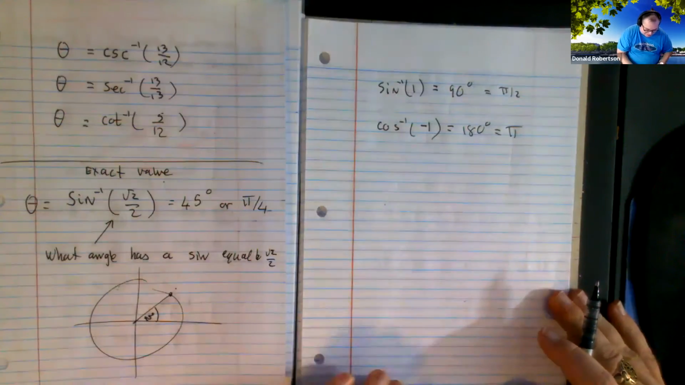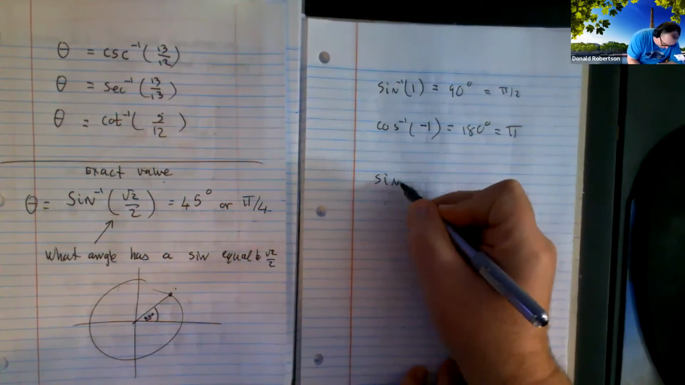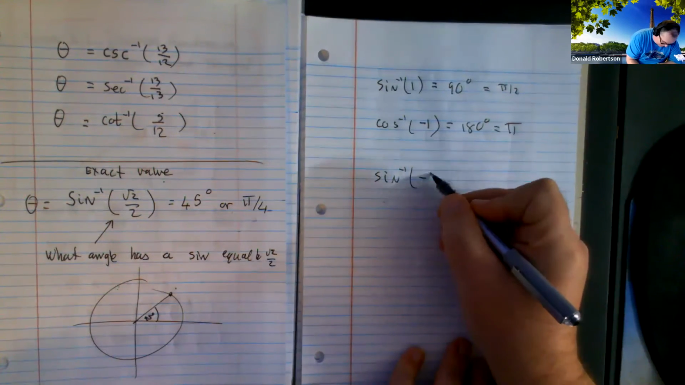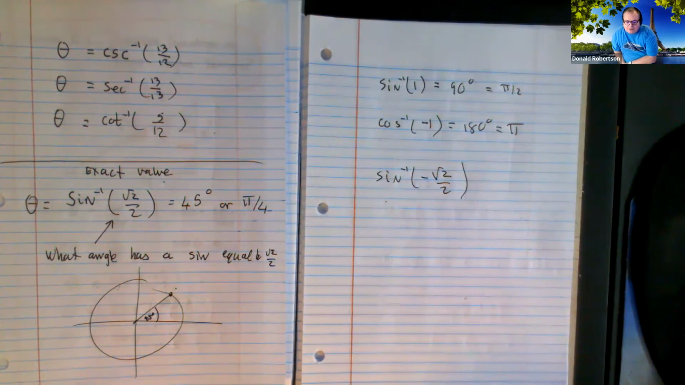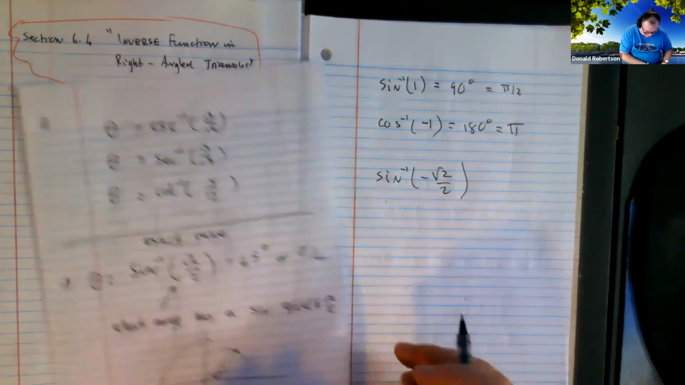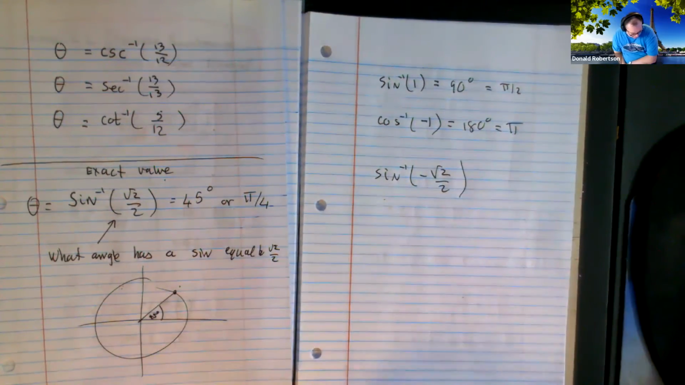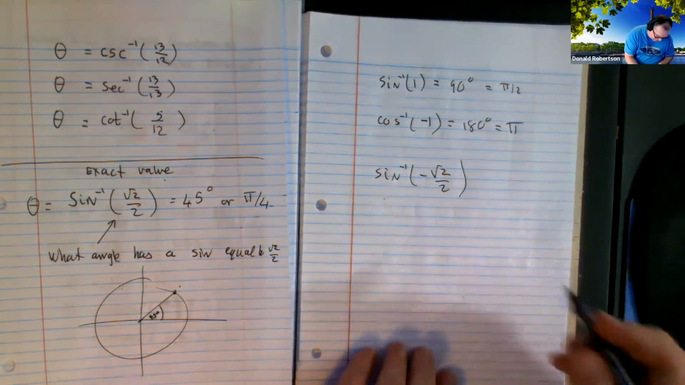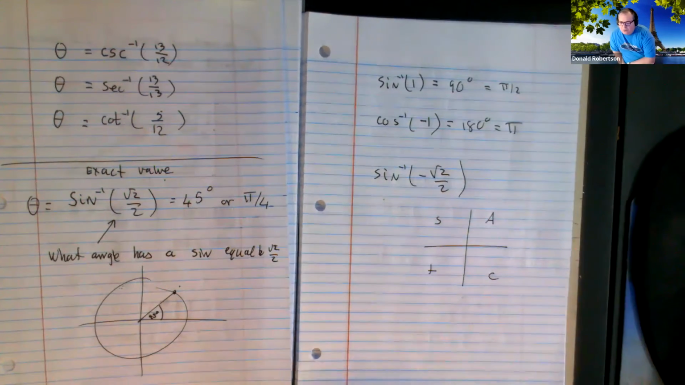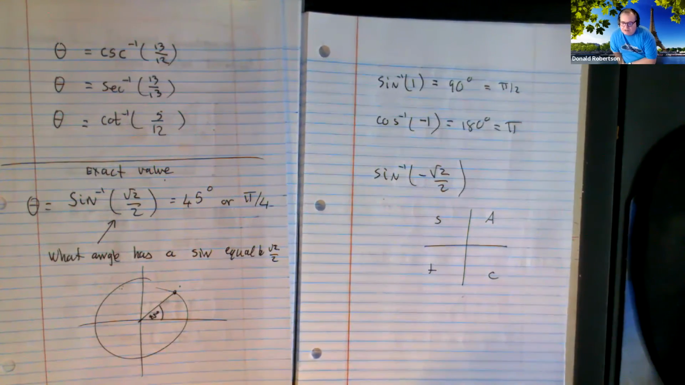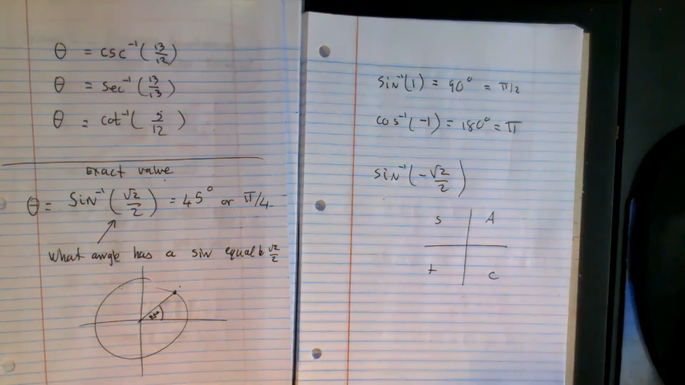Now, suppose we introduce a negative into the problem. So what angle has a sine of -√2/2? If you go looking for an angle who's got a sine of -√2/2, you're going to find two of them, aren't you? If you look hard. Which quadrants is the sine negative? 3 and 4. 3 and 4.